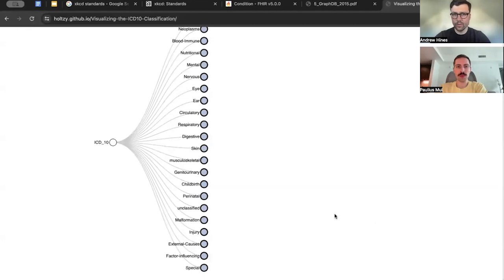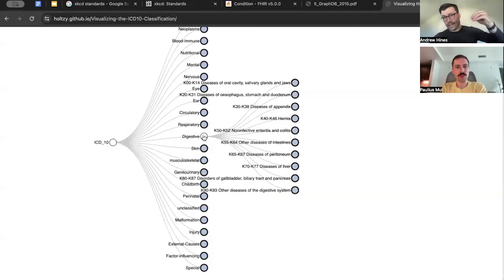So here is a very cool GitHub page I just found online from Holtze. It visualizes the tree structure of ICD-10. The root concept, which is a placeholder here, is the leftmost node. Then ICD-10 is split into categories that are the highest level classification of disease. Within that, let's choose digestive, for example. You can drill down a layer in the tree to the next set of codes. And these are the high level codes.